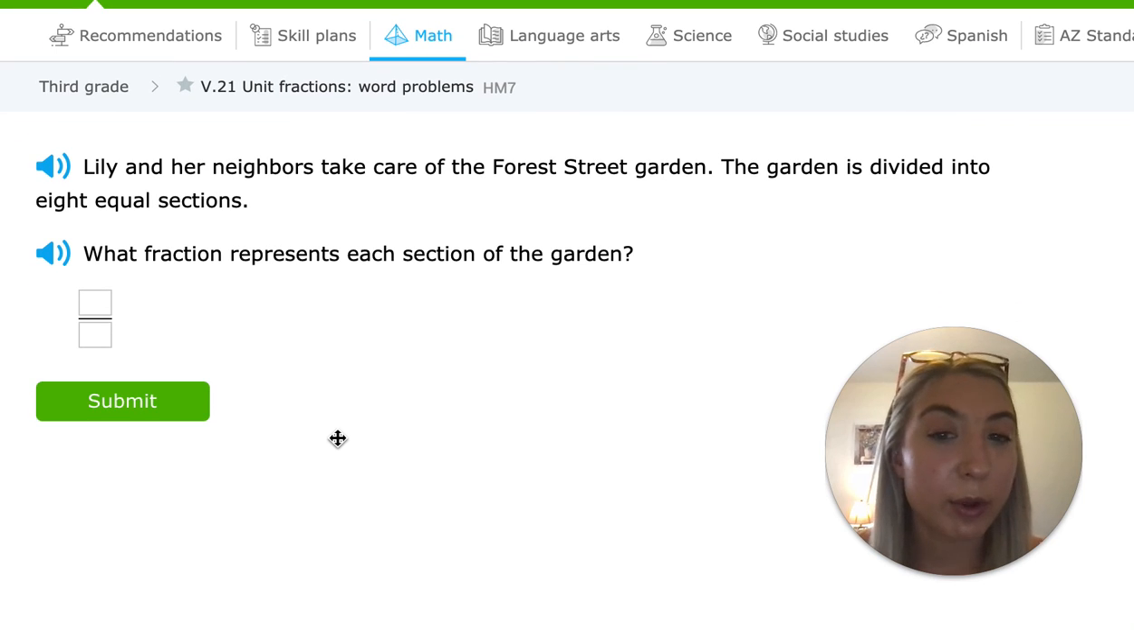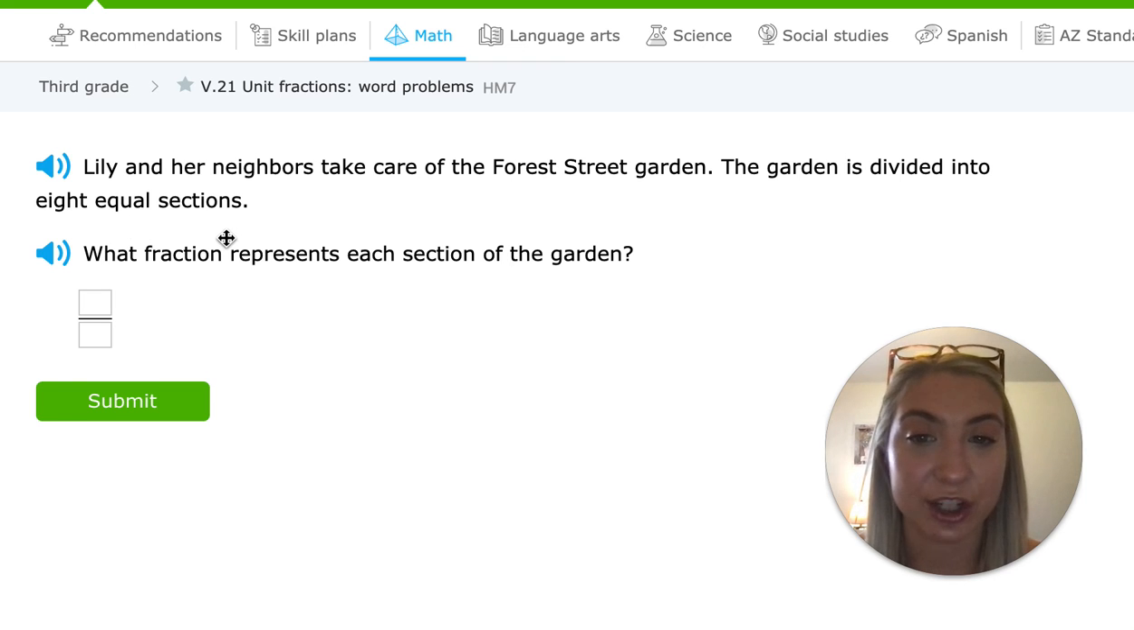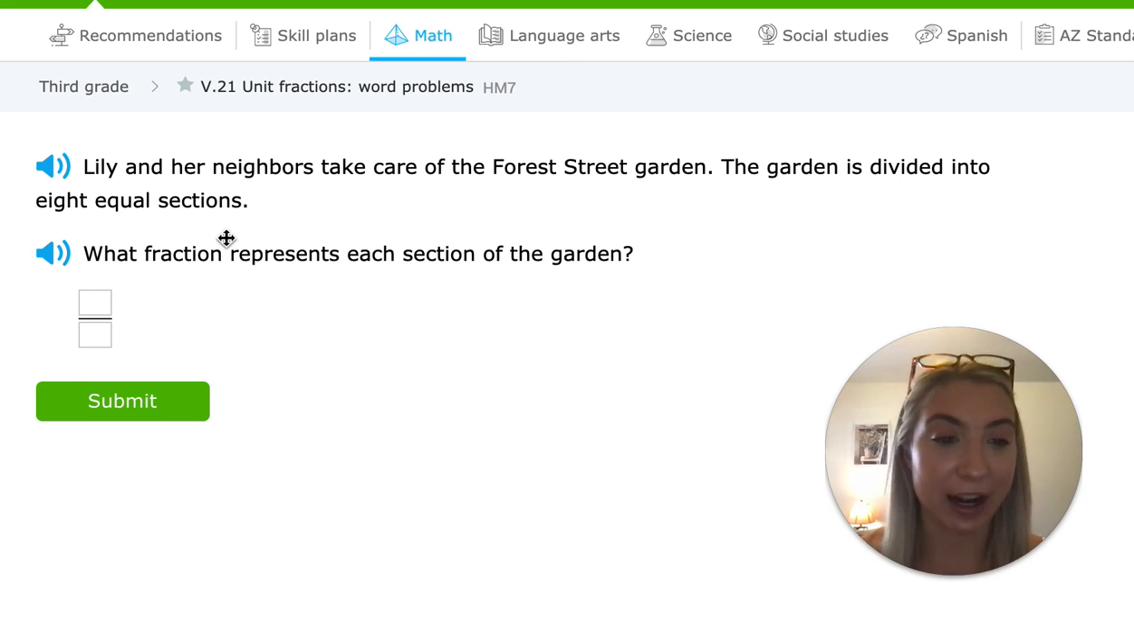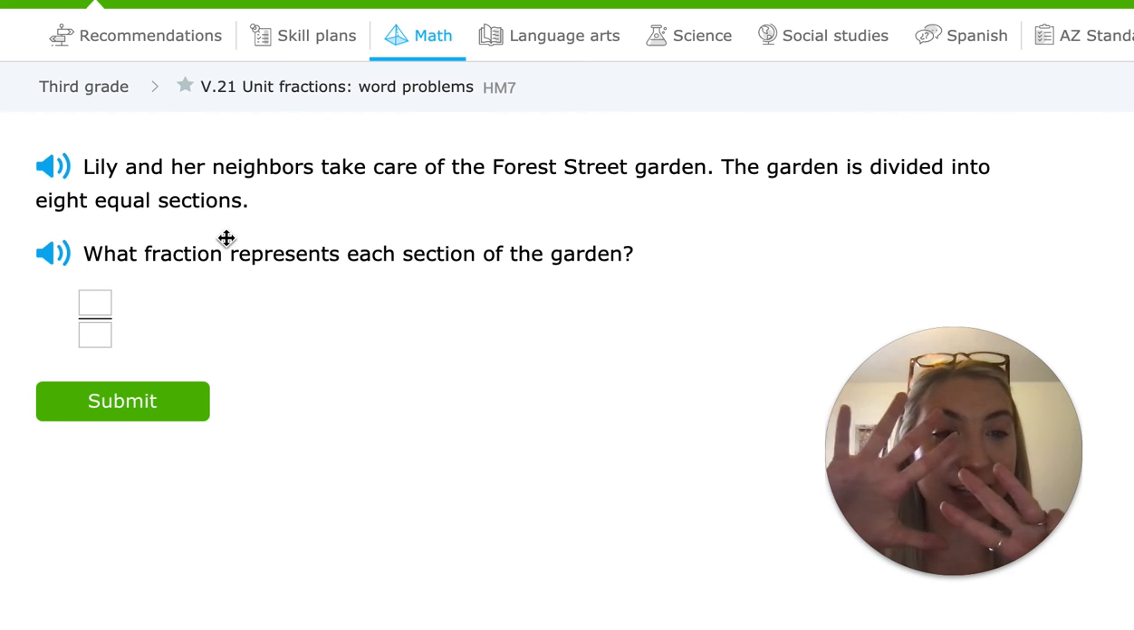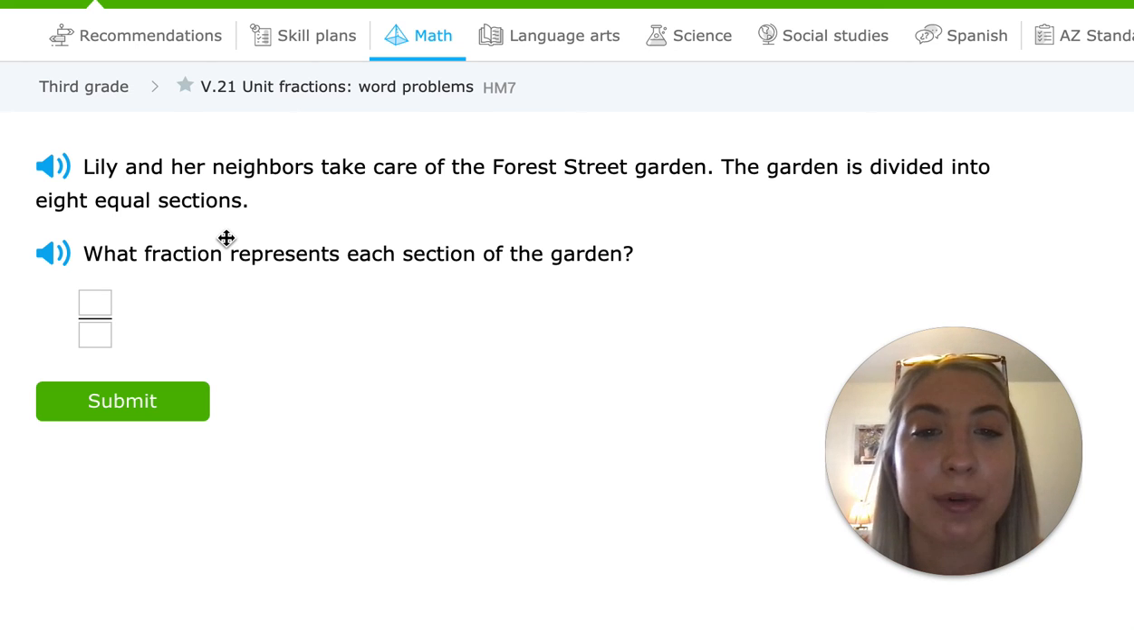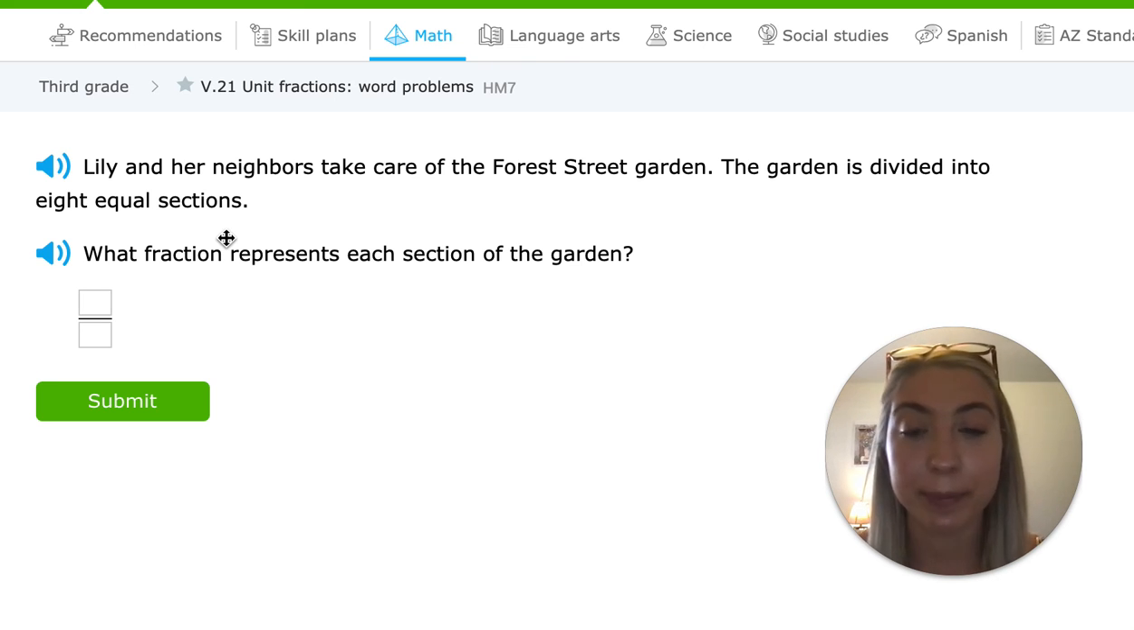Alright, so we're working with word problems again today. So the first thing we want to do is read our word problem all the way through. Lily and her neighbors take care of the forest street garden. The garden is divided into 8 equal sections. So they're taking care of this garden that's divided into, again, 8 equal sections. What fraction represents each section of the garden? So they're talking about just one section of the garden. What does it represent in a fraction?